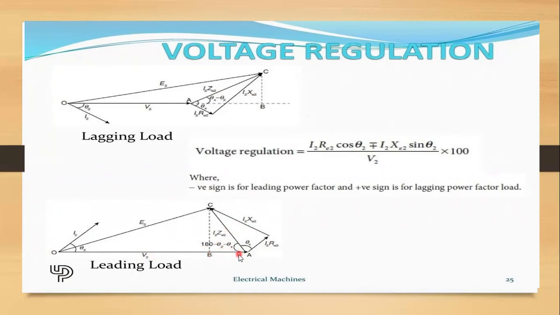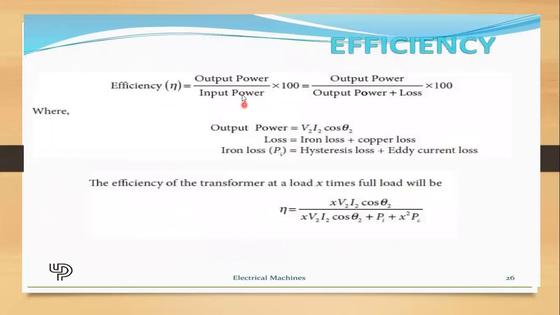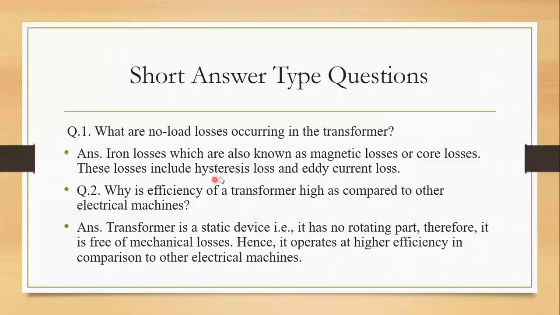Okay, minus I2 into Xe2 into sin phi 2. So that's why we are getting minus here for capacitors. Understood? So this is the voltage regulation, and then efficiency is output power by input power, that is output power by output power plus losses, V2 I2 cos phi 2 by V2 I2 cos phi 2 plus losses. This is the efficiency of the transformer.